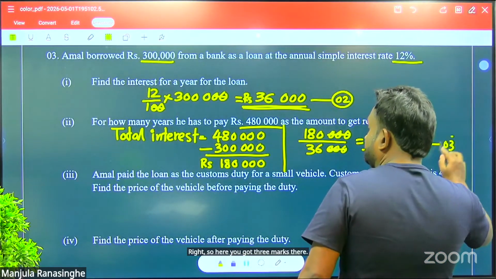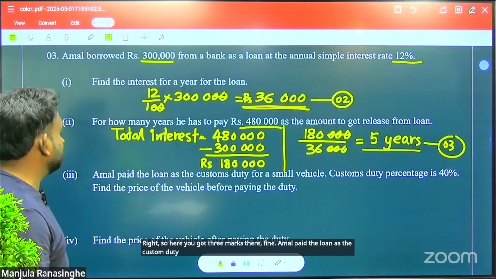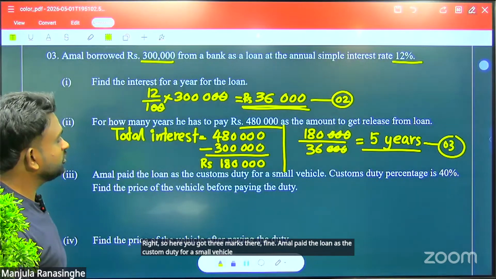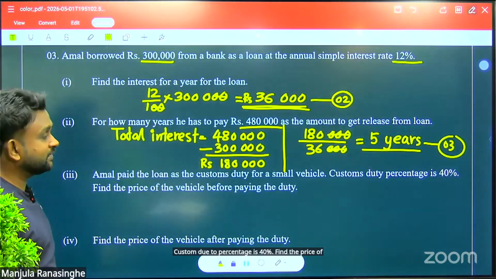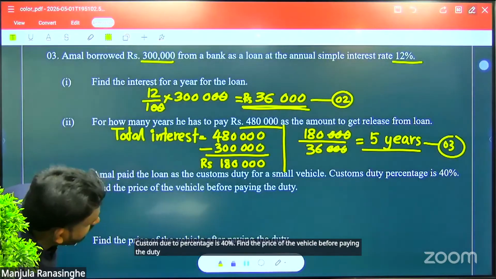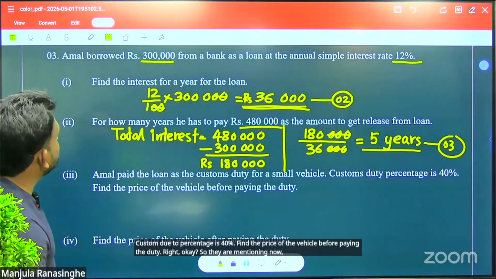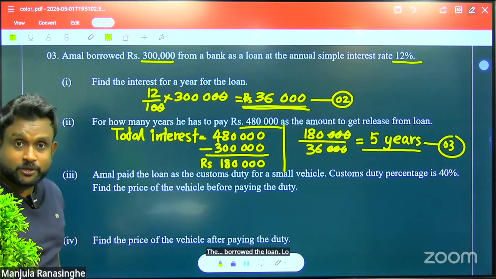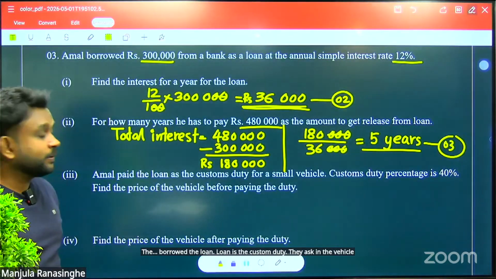Amal paid the loan as the custom duty for a small vehicle. The custom duty percentage is 40%. Find the price of the vehicle before paying the duty. Right, so they are mentioning that the borrowed loan is the custom duty. They are asking for the vehicle value before paying the duty.